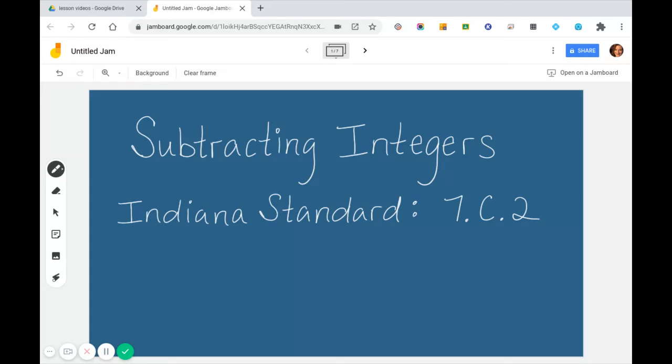In this video, I'm going to show you how to subtract integers. If you need to look back before starting this one, I have already posted videos on adding integers and also on comparing, ordering, doing absolute value, and just in general what integers are.